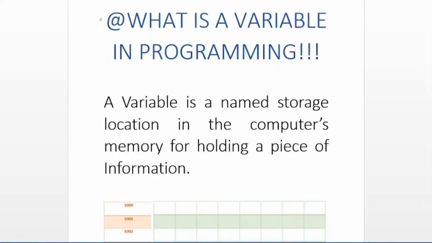What is a variable in programming? A variable is a named storage location in the computer's memory for holding a piece of information. Now, I will explain the meaning of this definition.